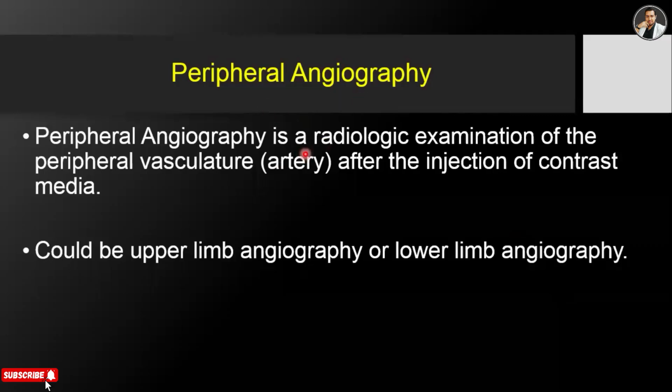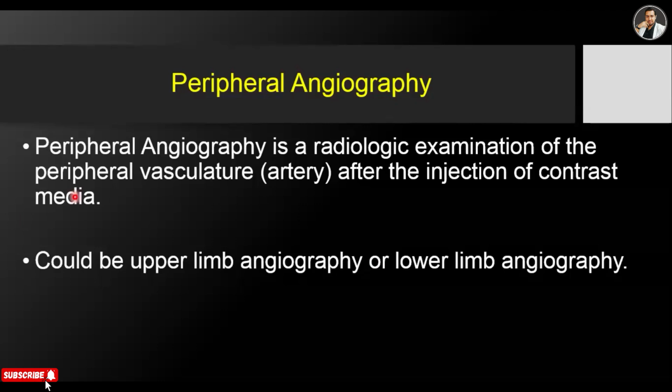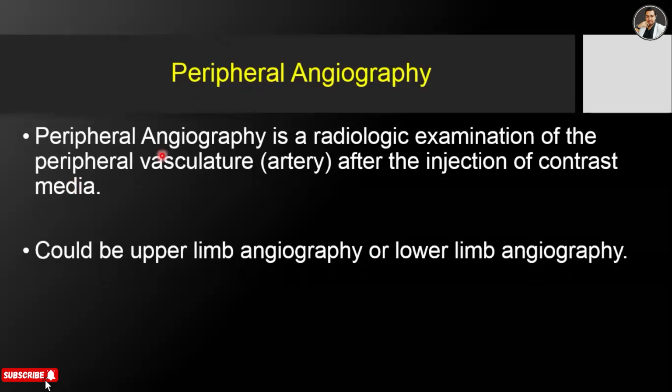Peripheral angiography is a radiologic examination of the peripheral vasculature after the injection of contrast. This is the upper limb and lower limb. In these two areas, we use the word peripheral. The word peripheral is used only when performing upper limb or lower limb angiography.